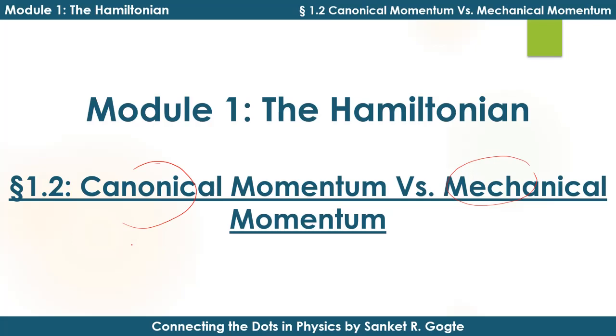In this video, we want to discuss the difference between the mechanical momentum and canonical momentum. Mechanical momentum here refers to this product m q dot. Qi here is the generalized coordinate and qi dot is the corresponding generalized velocity.